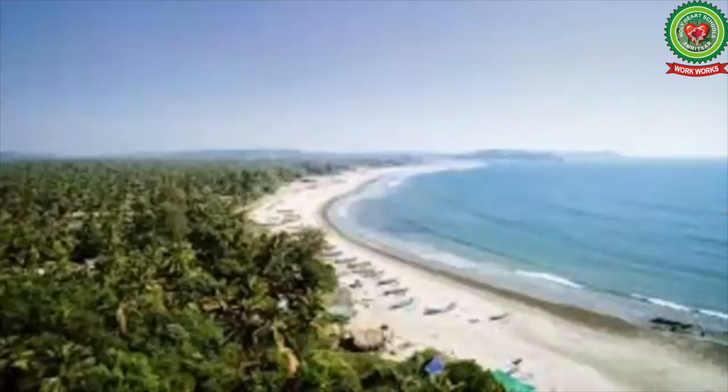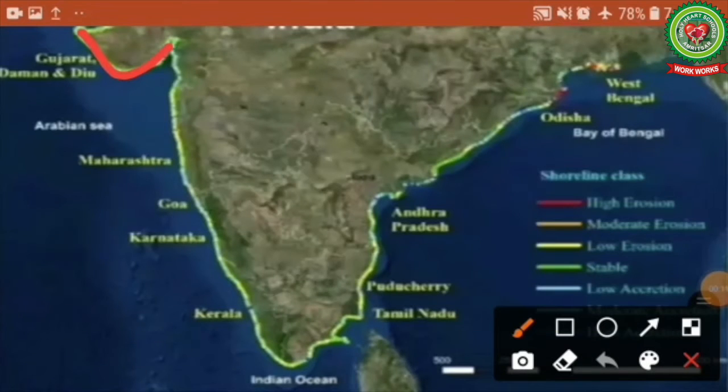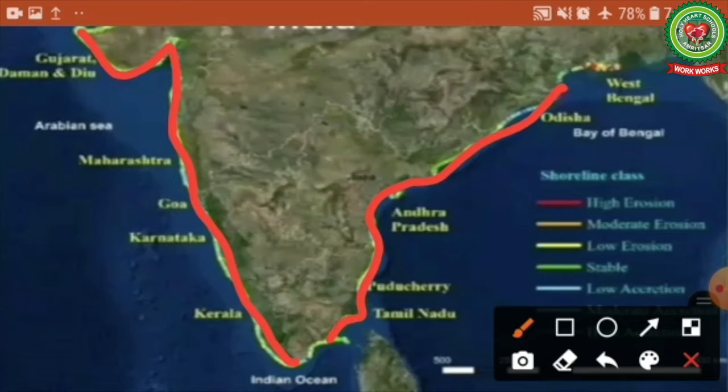Coastline. The coast, also known as the coastline or shoreline, is defined as the area where land meets the ocean or sea, or as a line that forms the boundary between the land and the ocean or a lake. The earth has around 620,000 kilometers of coastline. India has a long coastline of 6,100 kilometers.